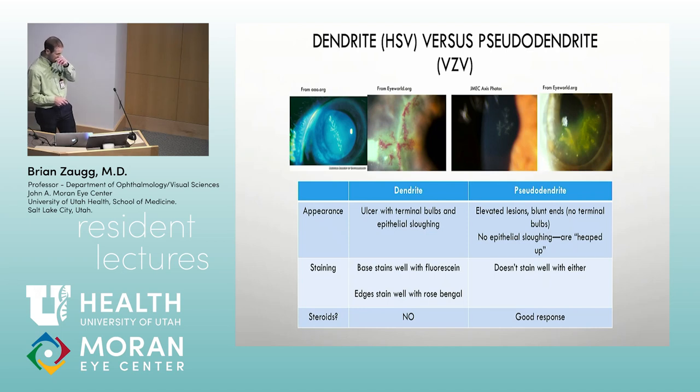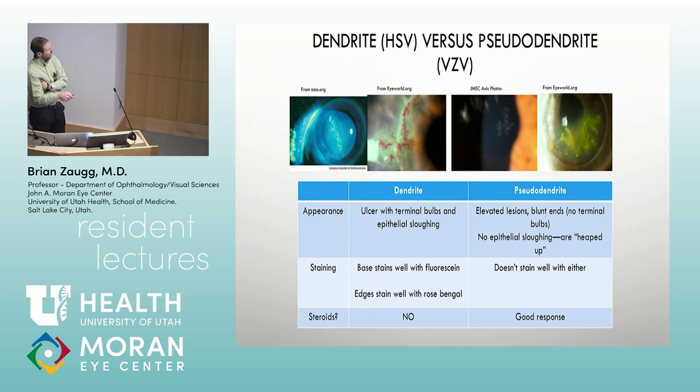Okay, so trying to figure out dendrite appearances, dendrite versus pseudodendrite. This is trying to say, okay, is this HSV versus VZV? So the dendrites in HSV just look clean. That's the way that I would think of them. It looks like a perfect branching lesion like this one up here. The base stains well with fluorescein, and the edges with rose bengal. That's what this is trying to get at here.